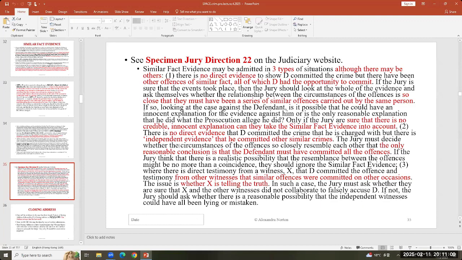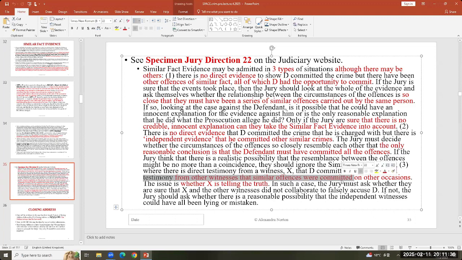So we're looking for whether the circumstances of the offenses so closely resemble each other that the only reasonable conclusion is that the defendant committed them all. Did he have the opportunity to commit all of these other offenses? There is testimony from other witnesses that similar offenses were committed on other occasions. So those are all circumstances in which similar fact evidence could be introduced.